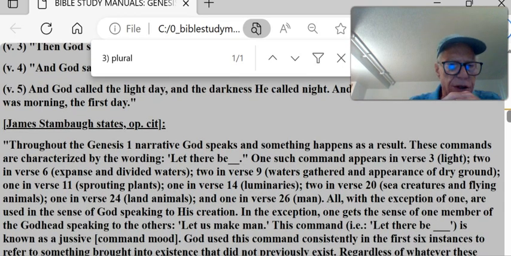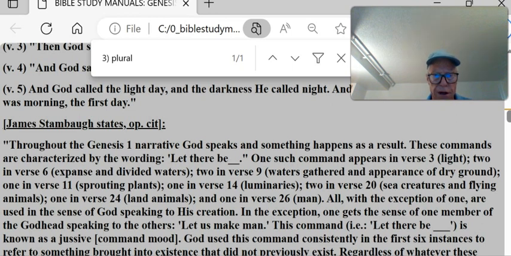James Stambaugh states, throughout the Genesis 1 narrative, God speaks and something happens as a result. These commands are characterized by the wording "let there be." One such command appears in verse 3, light. Two in verse 6, expanse and divided waters. Two in verse 9, waters gathered and the appearance of dry ground. One in verse 11, sprouting plants. One in verse 14, luminaries. There you go. Light was before the luminaries.